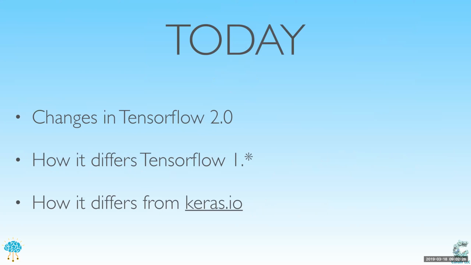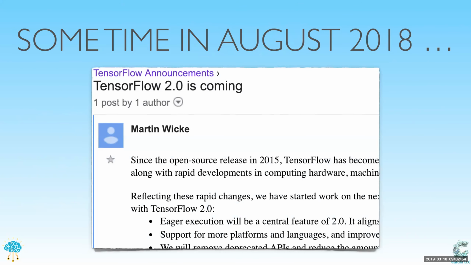We are going to see what the most important changes are in TensorFlow 2.0 and how it differs from the 1.x versions. The most recent is 1.13. As well as how it differs from the open source version of Keras, which I guess most of you are familiar with. So let's get started from what happened last August. Last August 2018, on the TensorFlow community mailing list, there was an announcement about an upcoming TensorFlow 2.0.